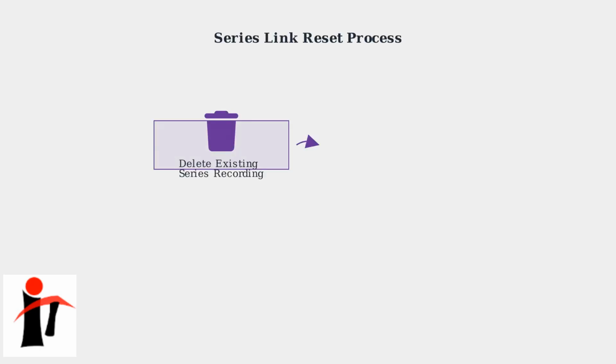The most effective solution is to reset the series link. This four-step process refreshes the recording data and resolves most series recording issues. First, delete the existing series recording from your recordings list. Then, clear the cache and restart your TalkTalk box to refresh the system.